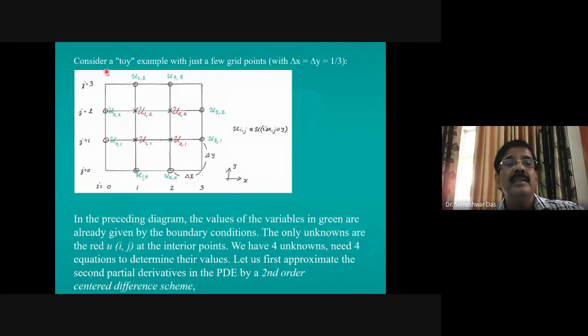Consider a toy example with just a few points. Del x, y one third, and we are assuming the value of psi, your stream function, at all the grid points.